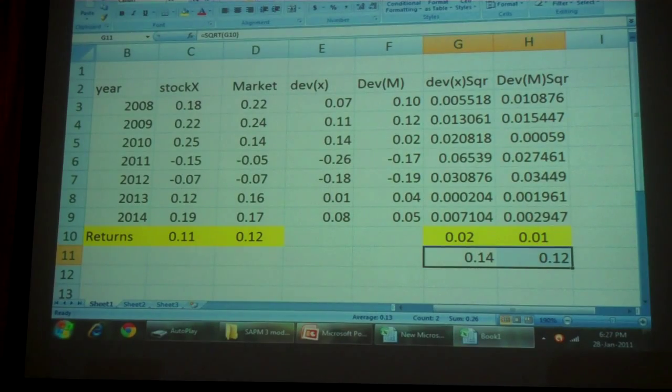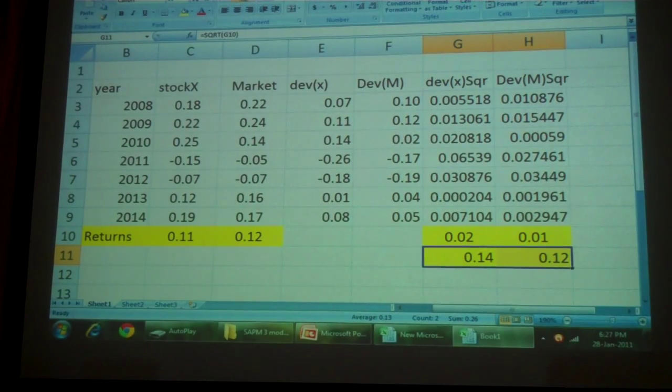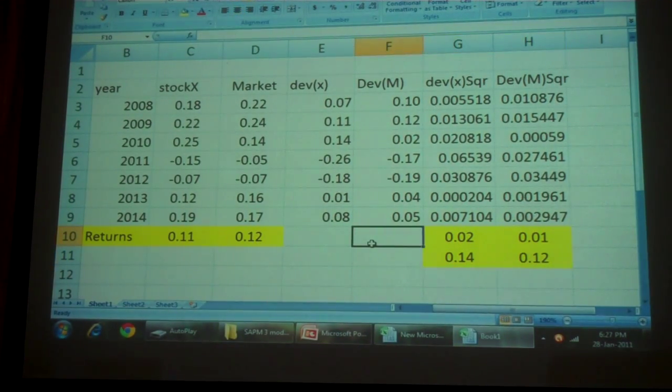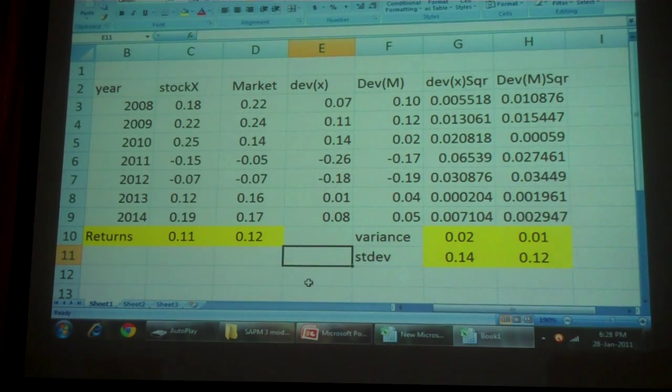So 14%, 12%. So this is variance, and this is standard deviation. Variance cannot be interpreted. It has a name, square, but if I square, it doesn't mean anything and it's very difficult to interpret. 0.02 squared is the standard deviation. I mean, it is the variance in the returns.